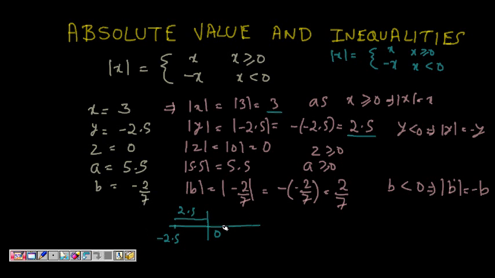We also see that mod of a is equal to mod of minus a. This is a property because a and minus a are both at distance mod a from the origin. Then we will see some other properties as well. So we also have some properties of absolute values.